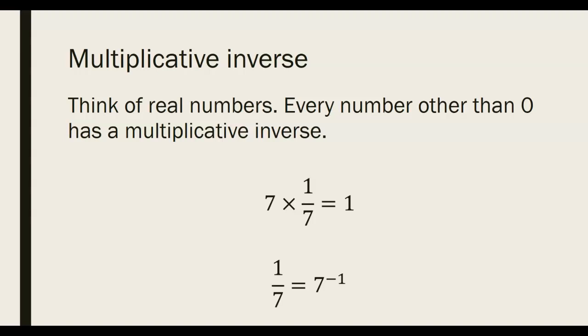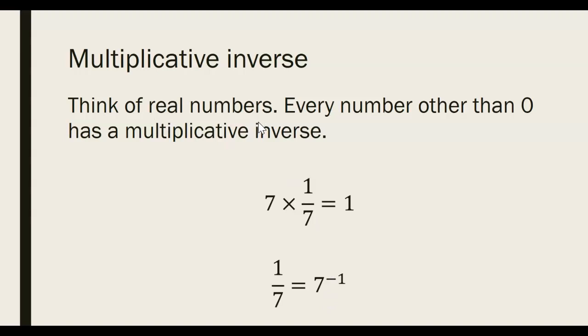So for instance, something like 7. If I multiply that times 1/7, I get back 1. And we know that over the real numbers, a multiplicative inverse is something that you multiply by to get to 1. And so we'd say 1/7 is 7 to the negative first power. So 1/7 is the multiplicative inverse of 7. All right, so that's what multiplicative inverse did over the real numbers.